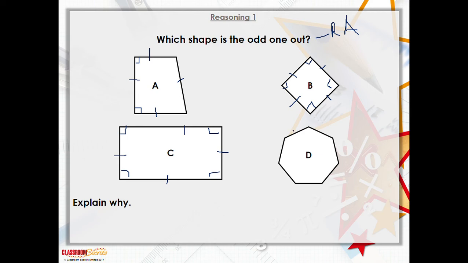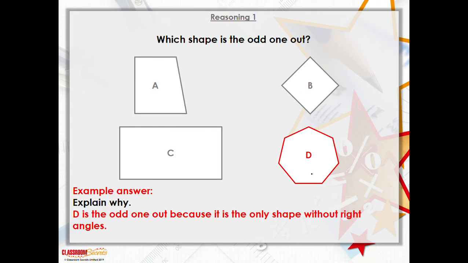If we look at D, we've got 1, 2, 3, 4, 5, 6, 7 sides and 0 right angles. Well, A, B, and C all have right angles, and they all have 4 sides. So D must be the odd one out. Remember, with your reasoning, you need to explain and justify your answers. An example might be, D is the odd one out because it's the only shape without right angles.